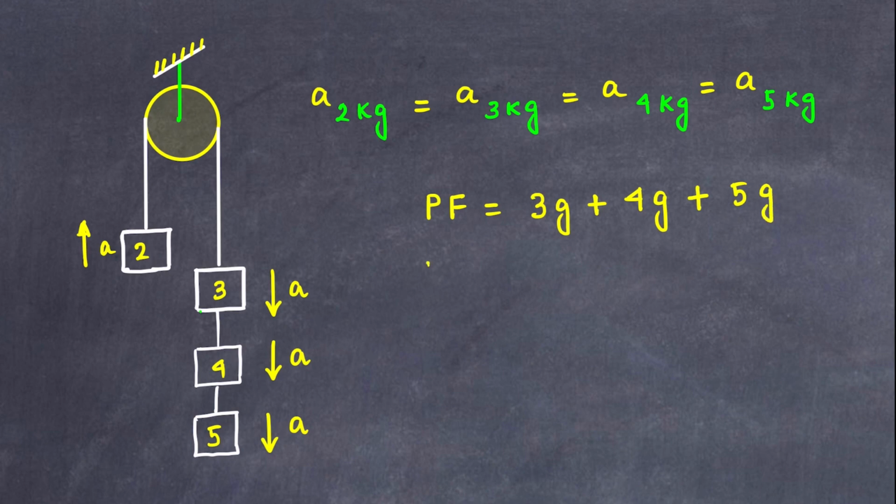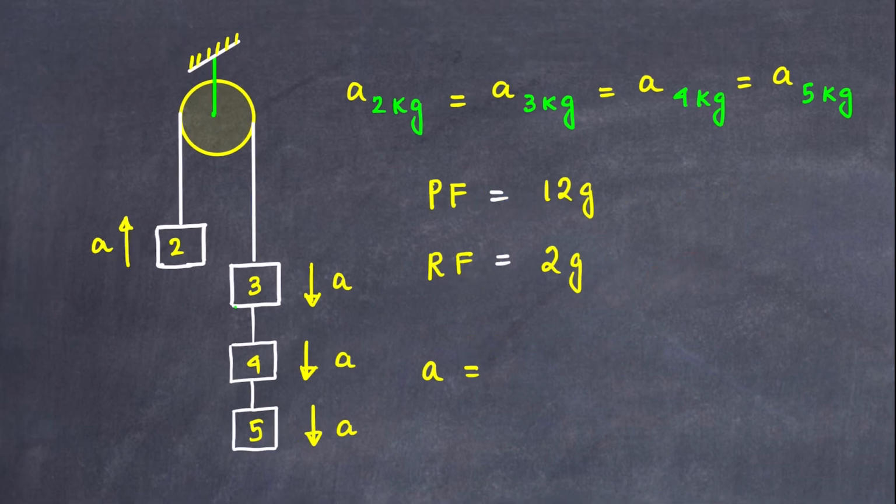So in conclusion, the net pulling force becomes equal to your 12g. And we know that all the blocks that are moving upward will provide us the resisting force. So the resisting force will be provided by the 2 kg block. That means the 2 kg block will provide the resisting force 2g. So the resisting force will be 2g and the pulling force will be 12g.